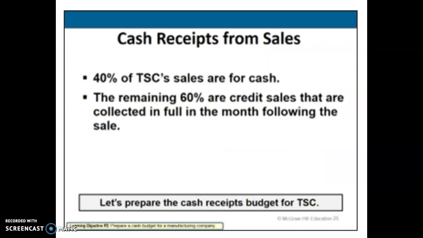All right, so here it says that TSC has 40% of sales that are cash. The remaining 60% are credit sales that are collected in full the month following the sale. So that's when we know we have to think about the 60% of credit sales. What happens if they're not collected? How are they expected to be collected the following month? We have to plan for those kinds of things.